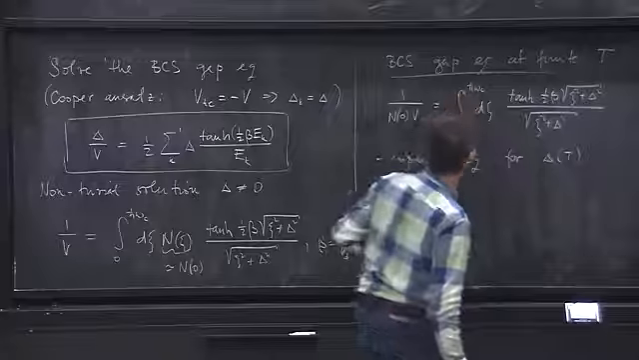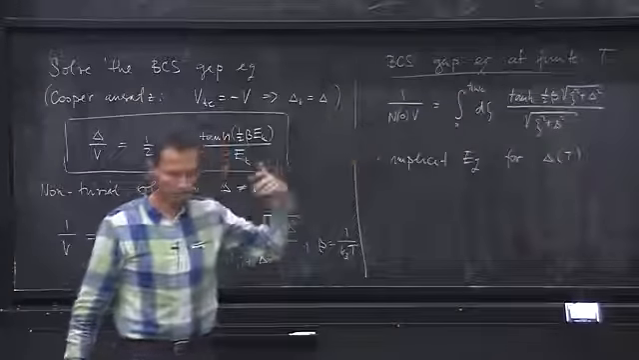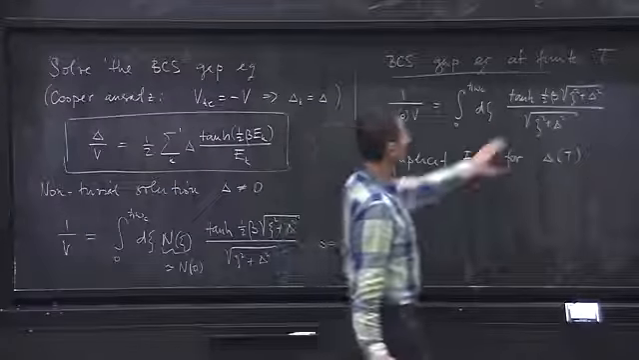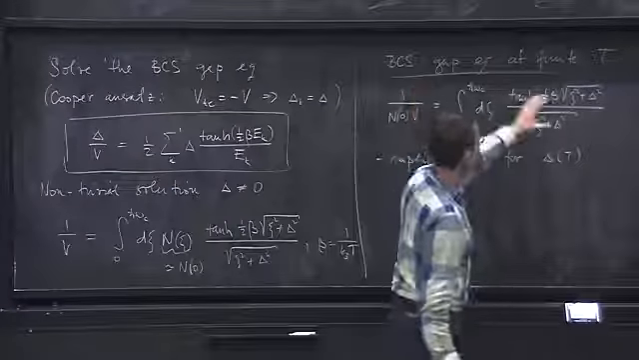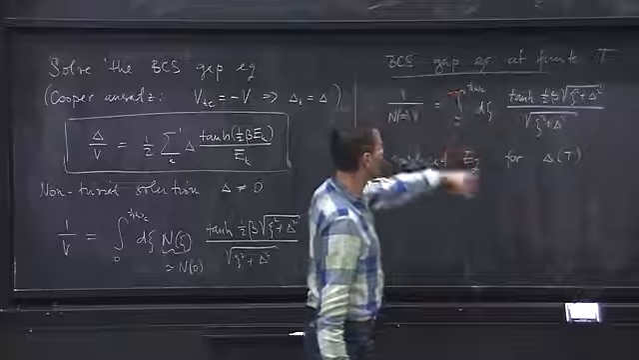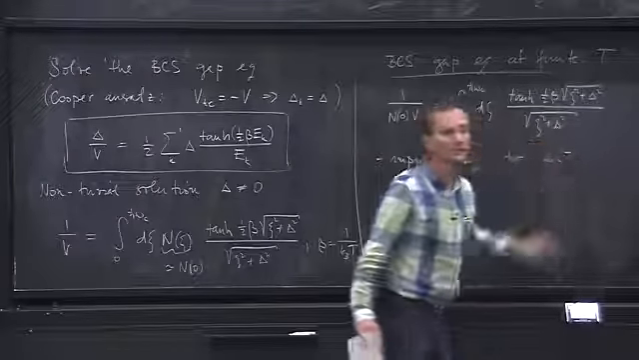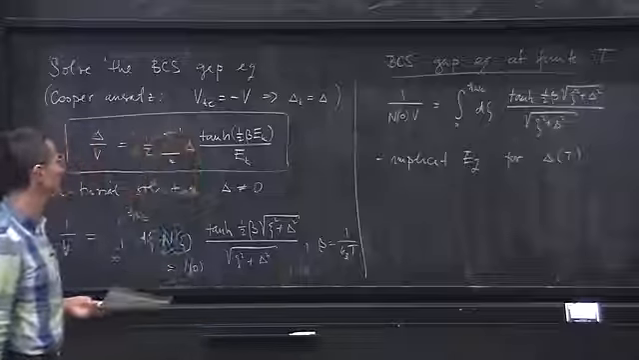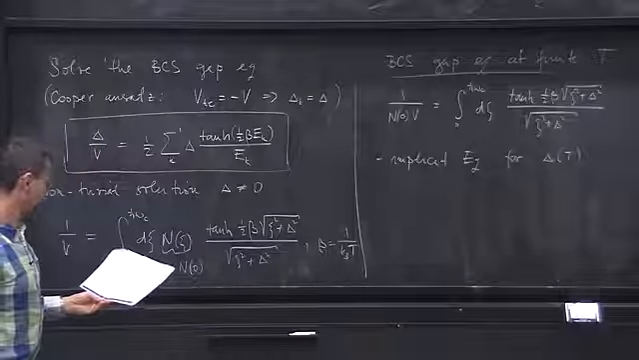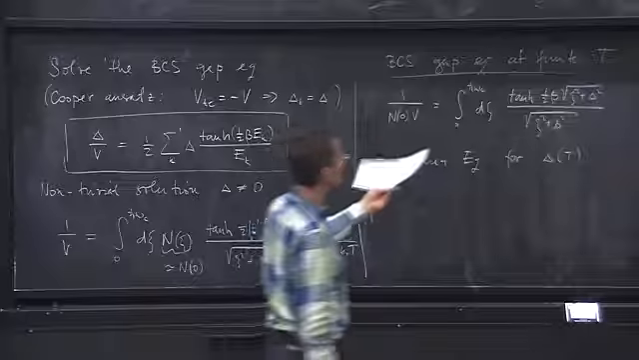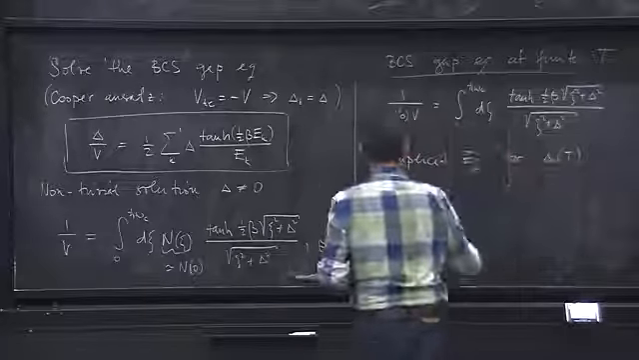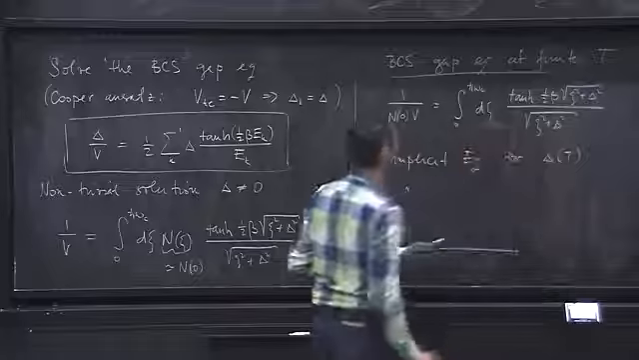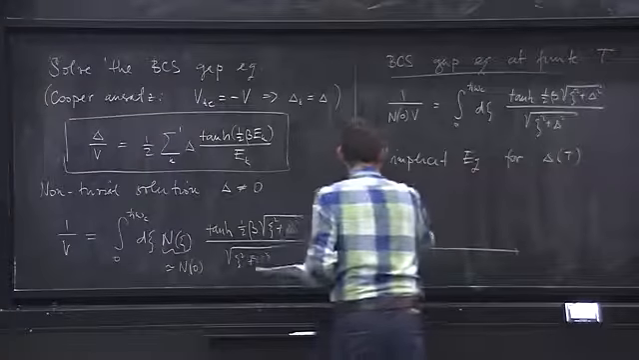There is some cutoff ħω_c, which corresponds to some phonon coupling strength. And in order to satisfy this equation at a given temperature, there will be some value of delta T that might satisfy that equation. Okay? And these days it's not difficult to solve that equation numerically.